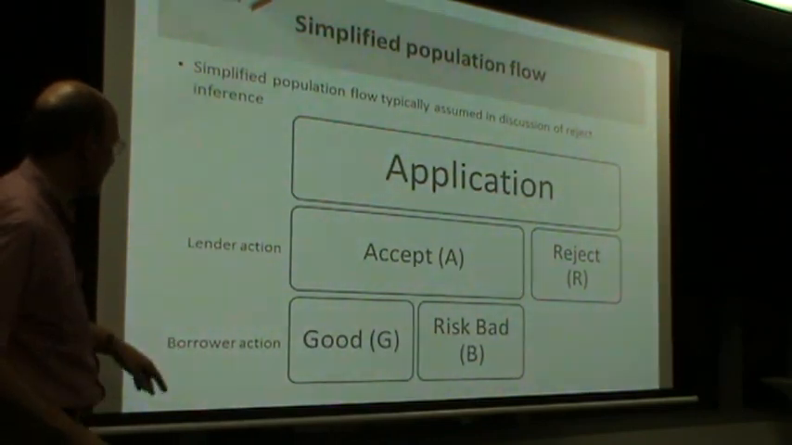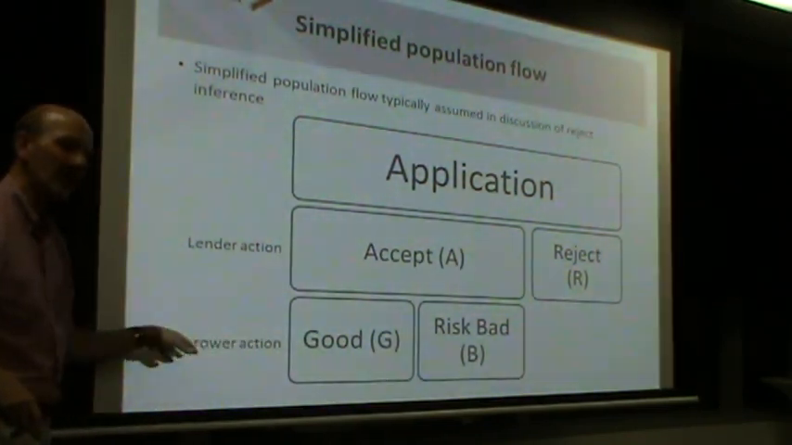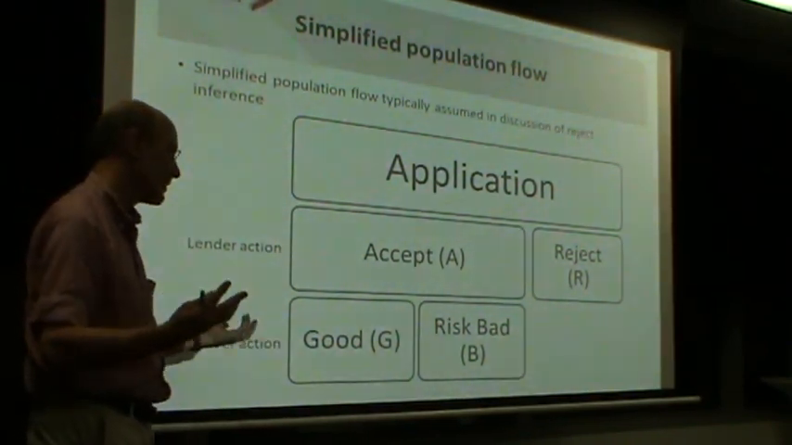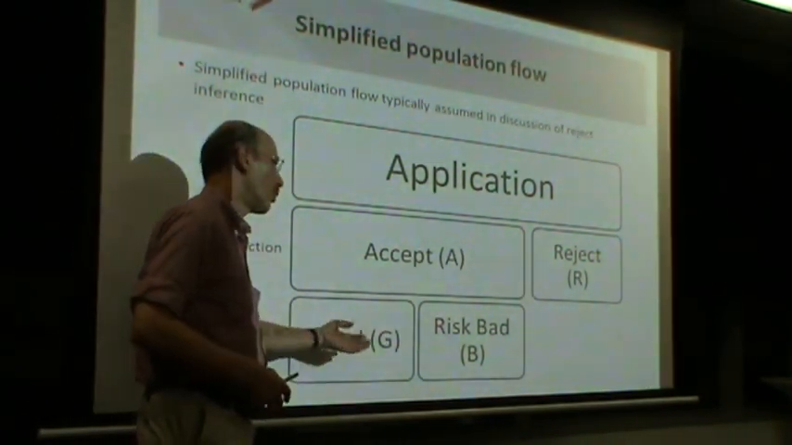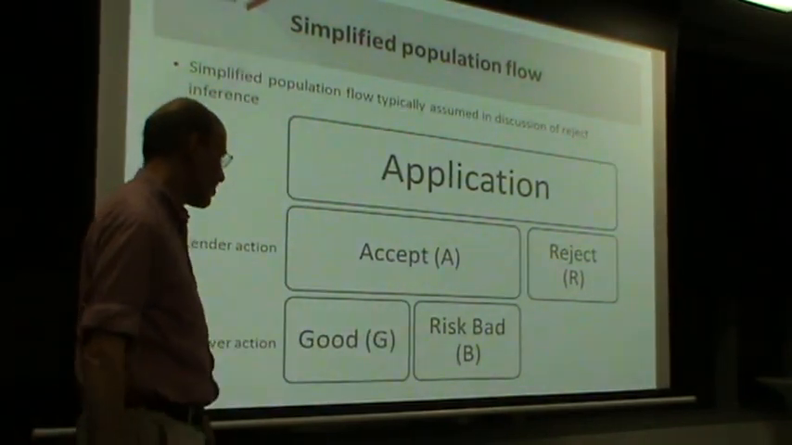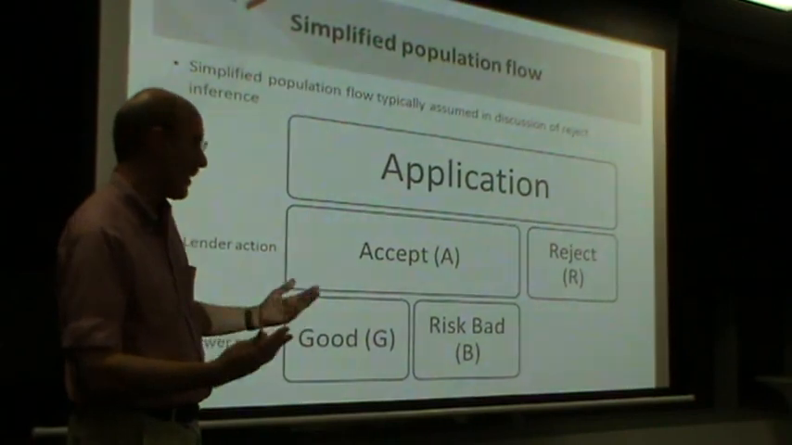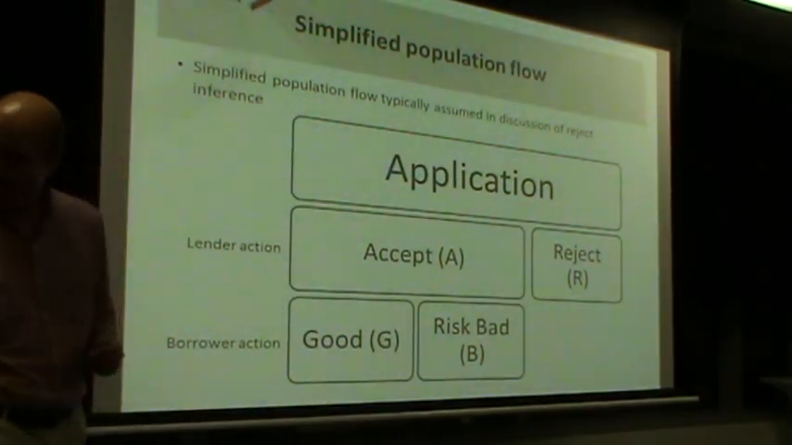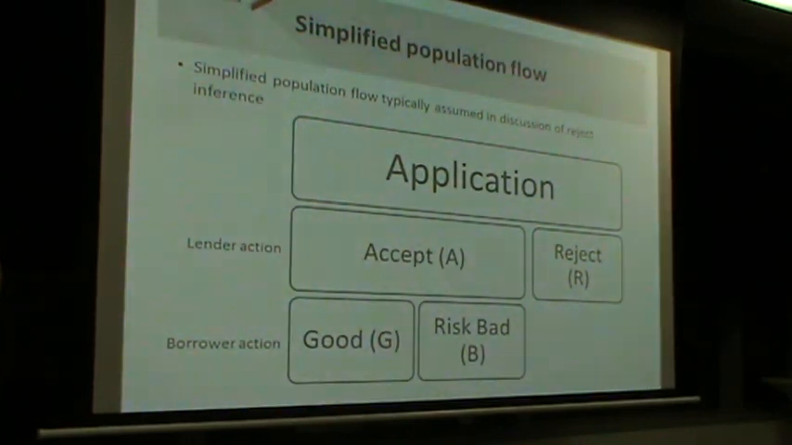Whereas the ones who've been accepted, then depending on how the borrower behaves, they will either end up as a good loan. So once again, this is just a term of art. They're called either good or bad. It's not an assessment of the person. It's just shorthand for did they pay it back or not. And then you've got a bad outcome. So that's the simplified population flow.